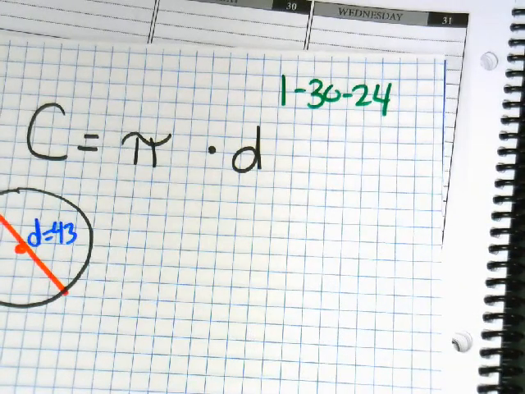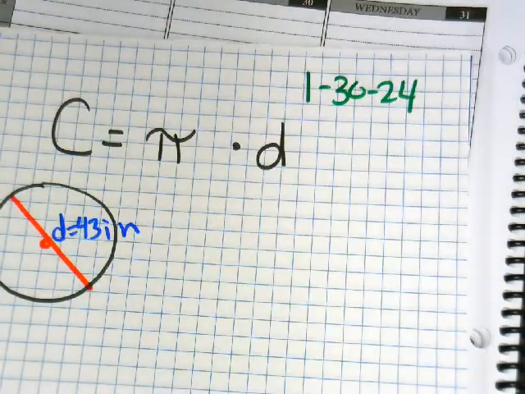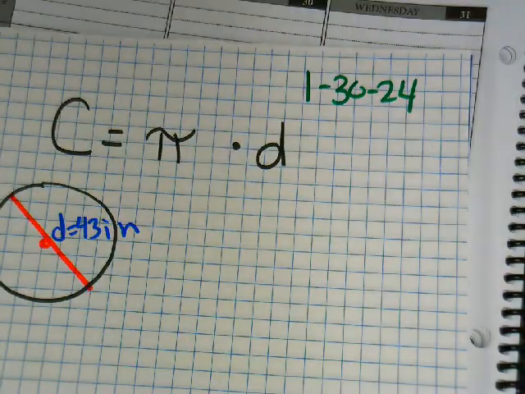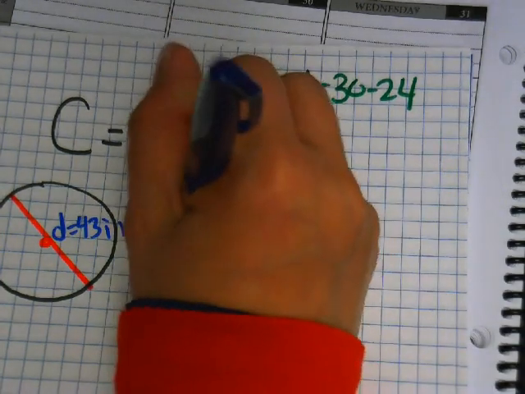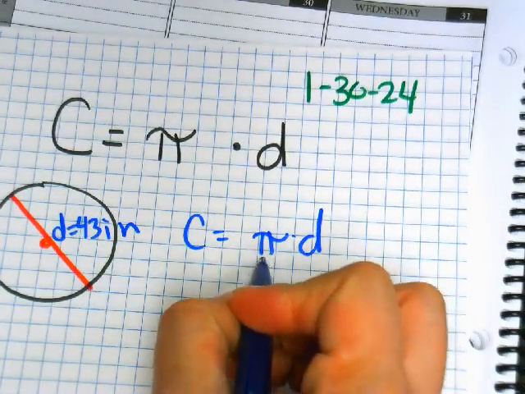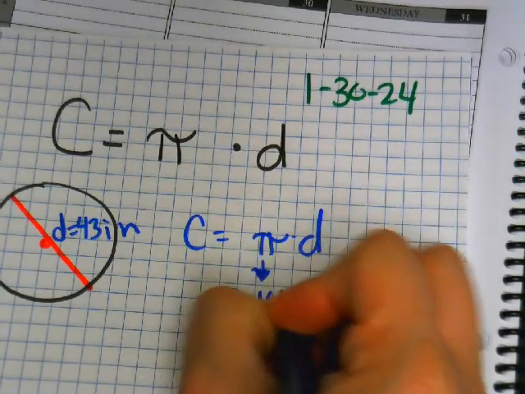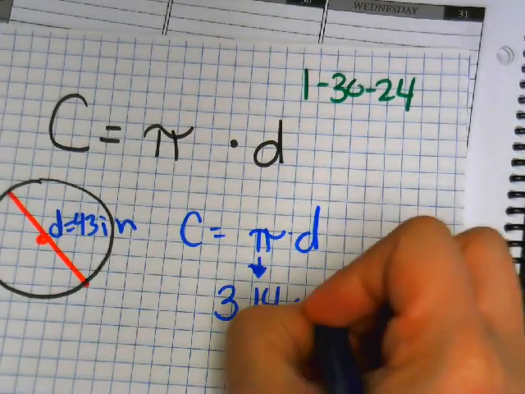Weird. Feet, inches, centimeters, yards. Inches. Imagine if it's miles. It could be a crop. Alright, so C equals pi times D. So what is pi? Always approximately 3.14 times, what is the diameter?